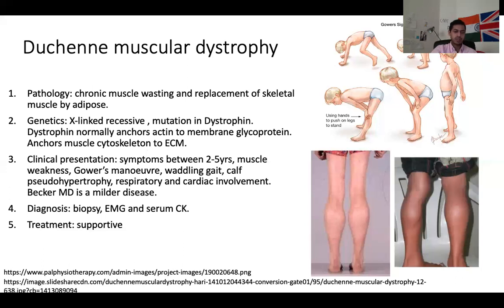Another form of dystrophy is Becker muscular dystrophy, and this is a much milder disease, and the presentations aren't usually as significant or severe as Duchenne. So this is Duchenne muscular dystrophy.